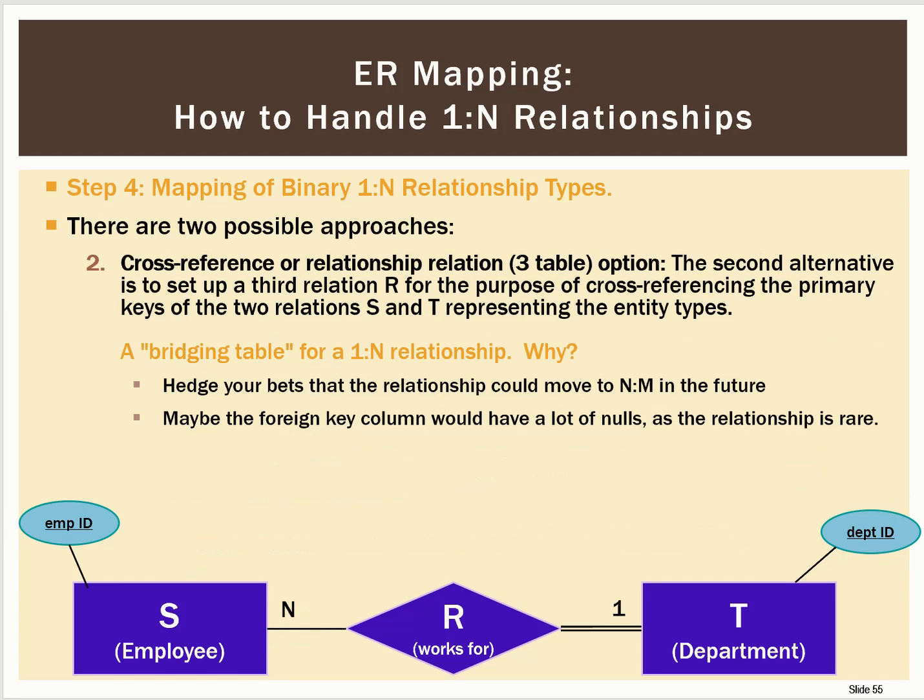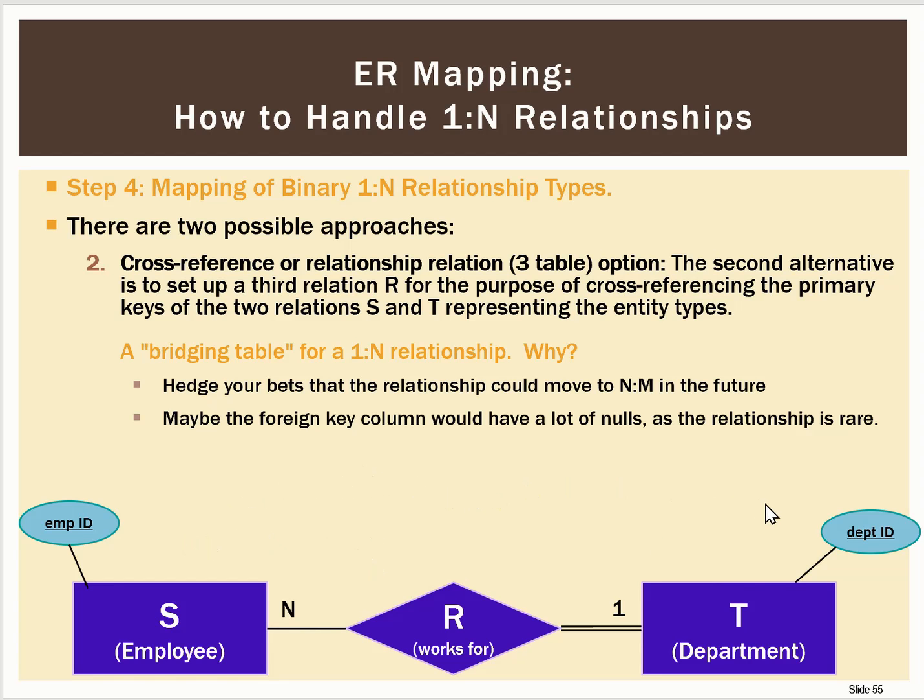The second way to model a one-to-n relationship is to again build a bridging table. This is known as the cross-reference or relationship option, and it's a three-table option. In this case, we would have the employee table, we would have the department table, and we would have a bridging table that has the employee ID and matching it up with the department ID. Now, we know that once we do this, our efficiency is going to go down, because now to get employee and department information, I have to go to 3 tables instead of 2.